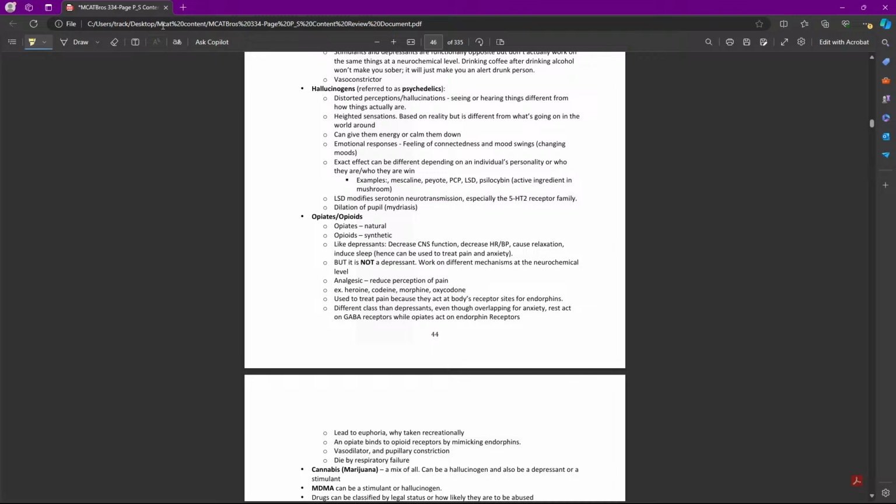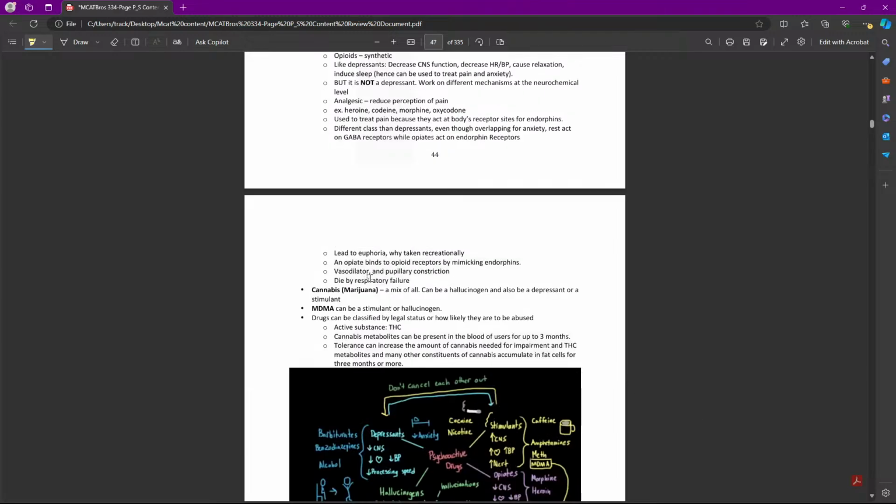Opiates are natural. Opioids are synthetic. Like depressants, they decrease central nervous system activity, decrease heart rate, cause relaxation, and induce sleep. But it's not a depressant; it works on different mechanisms. It reduces perception of pain and is used to treat pain because it acts on body receptors for endorphins. Different classes than depressants, even though they overlap on different receptors. It leads to euphoria when taken recreationally. Opioids bind to opioid receptors by mimicking endorphins. Vasodilator and pupillary constriction; overdose can lead to respiratory failure.